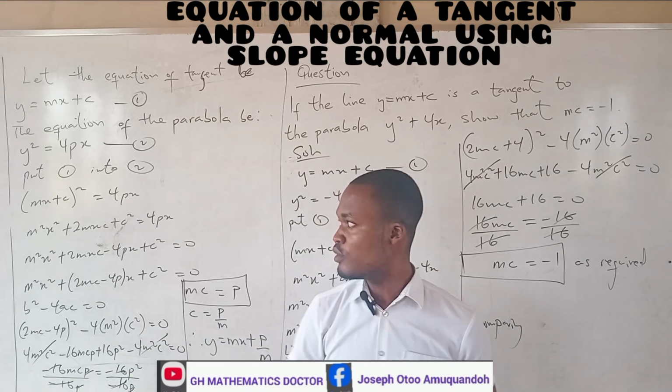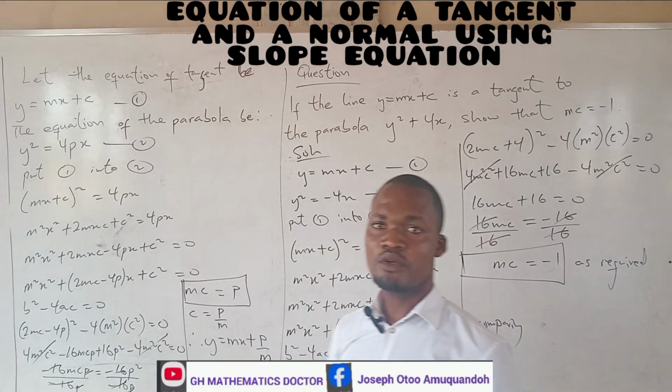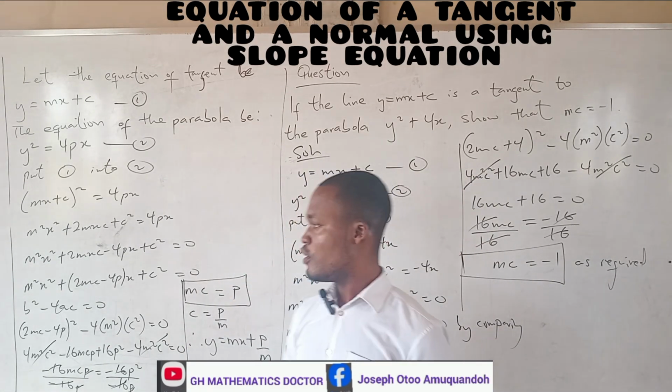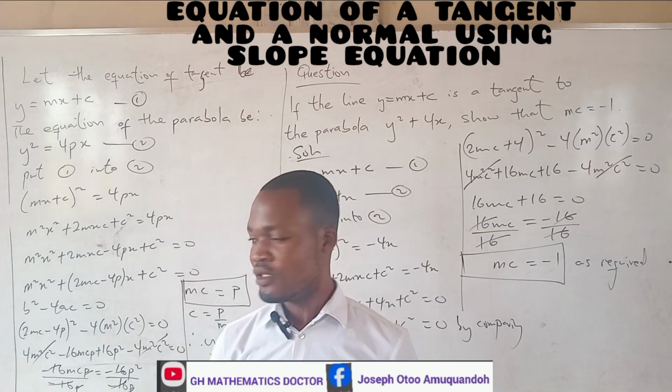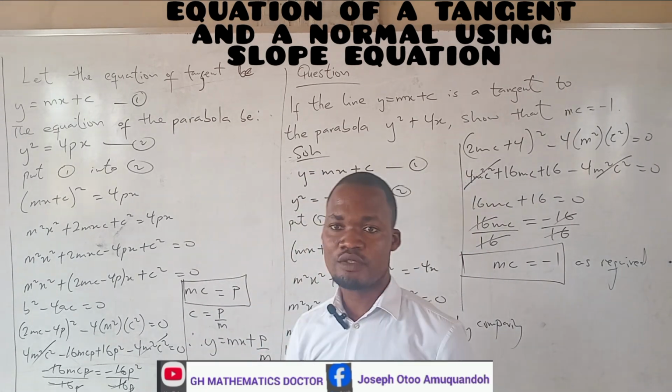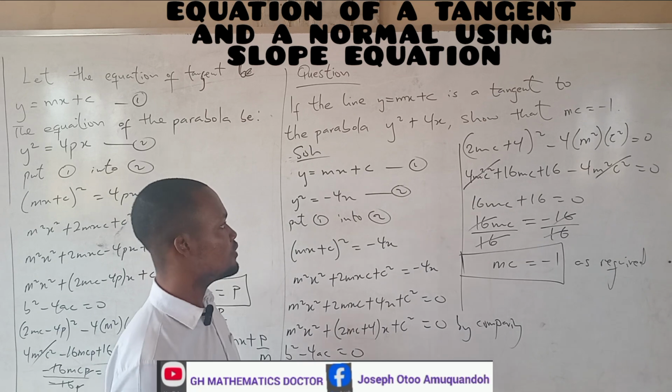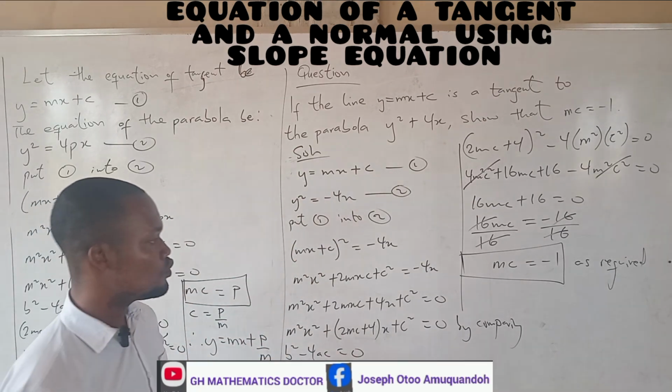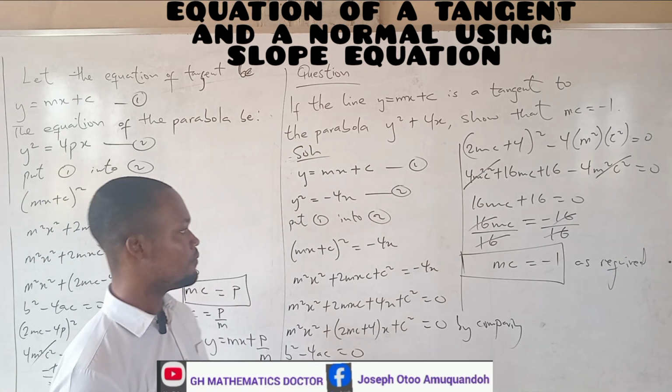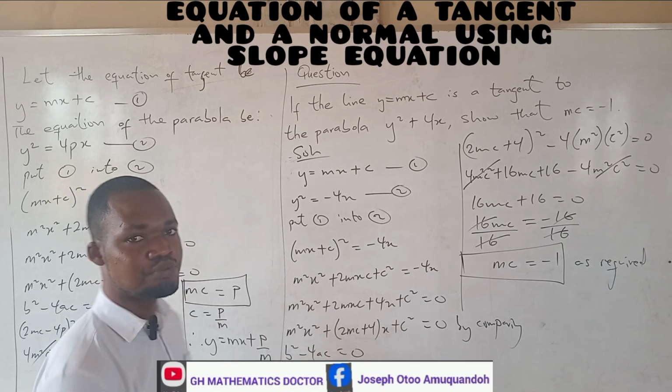All right, so if you use the slope equation strategy to derive the equation of the tangent, you go through this process using simultaneous equations, and the related question given to us in the 2017 WASSCE is in relation to the proof over here.